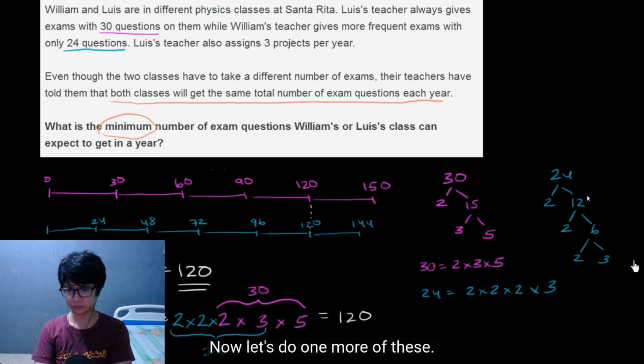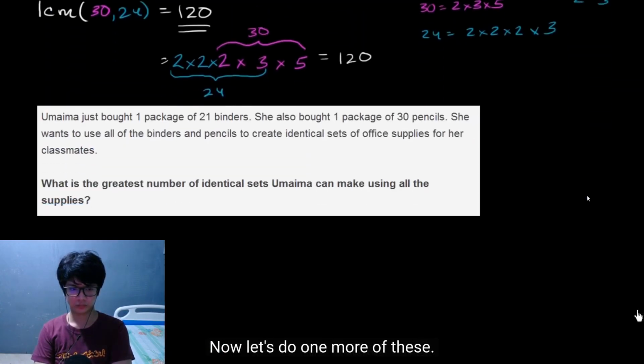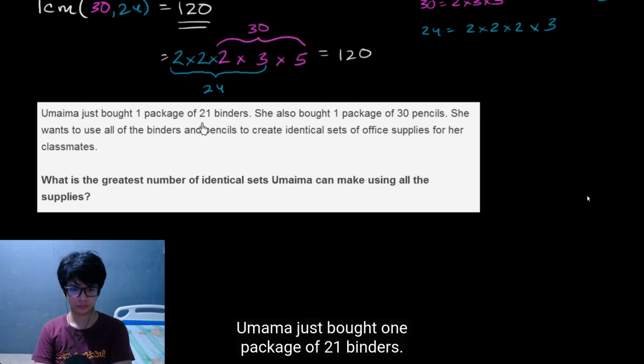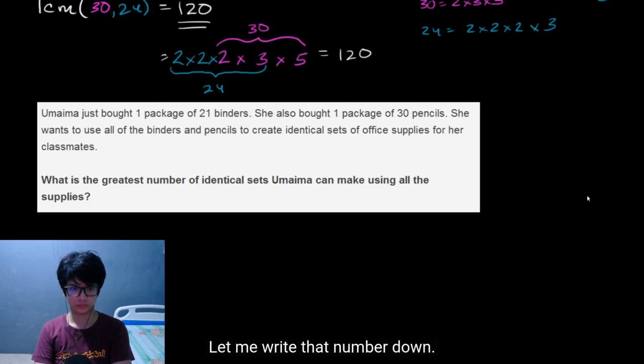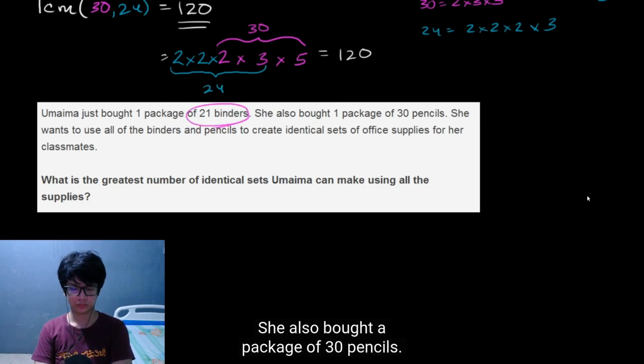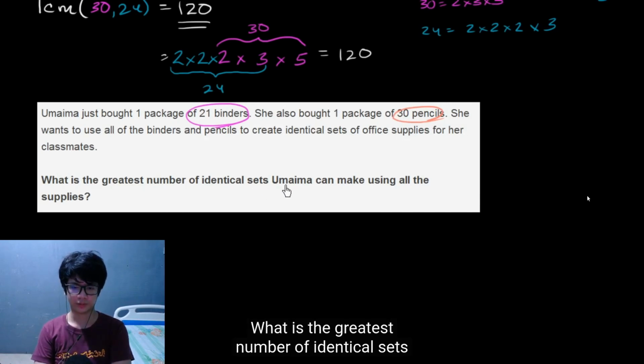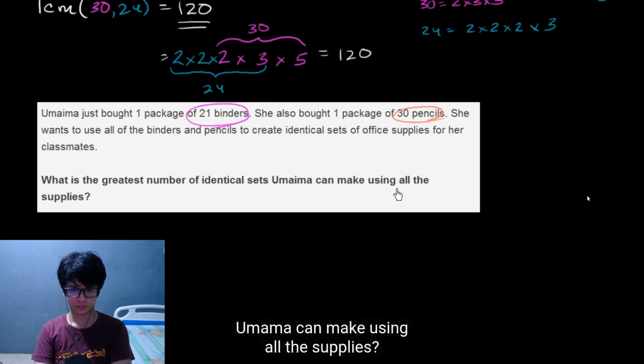Now let's do one more of these. Umama just bought one package of 21 binders. Let me write that number down, 21 binders. She also bought a package of 30 pencils. 30 pencils. She wants to use all of the binders and pencils to create identical sets of office supplies for her classmates. What is the greatest number of identical sets Umama can make using all of the supplies?